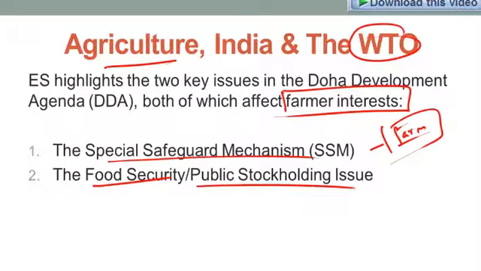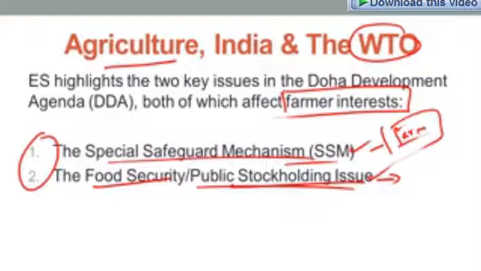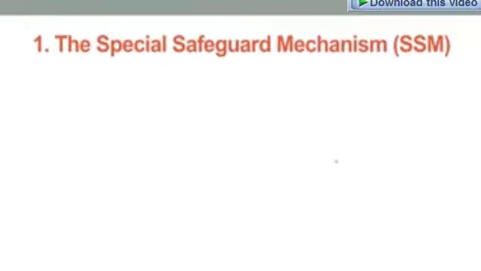Public stockholding means India has to buy from farmers and then give it to these people. So this can also be construed as a measure to protect farmers, and the WTO is against this kind of protection. So these are 2 issues for us in WTO. We want both. We want public stockholding, we want SSM. So we have been pushing for it, but other countries are not happy to give it to us. So that is a big point of contention. So we'll look at both.